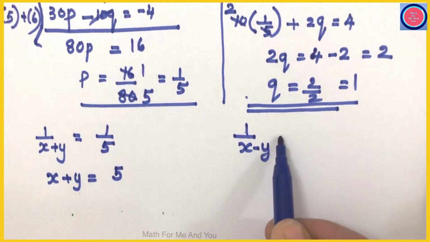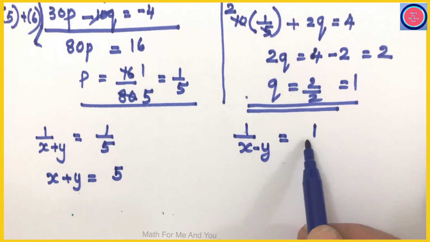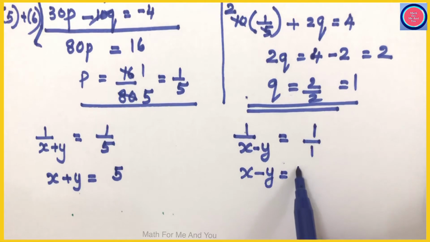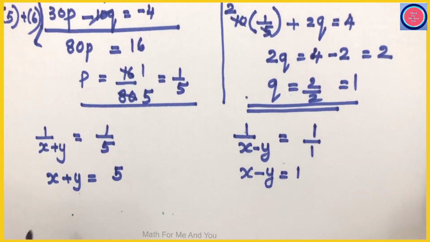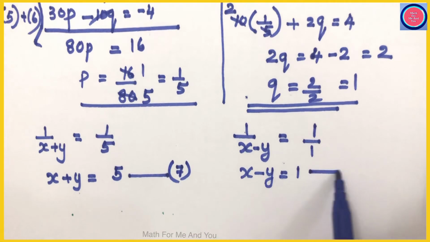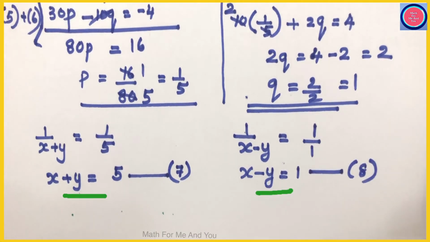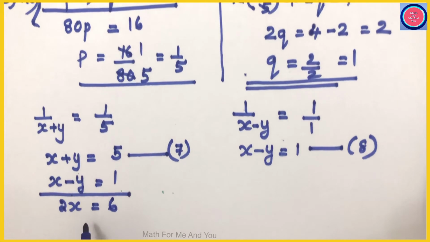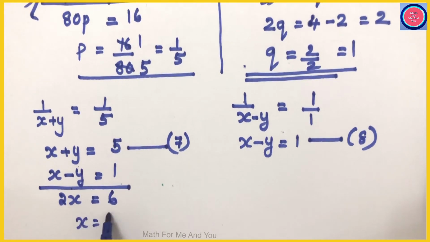Directly we cannot find the value of x and y. So we write the other variable. 1 over x minus y we have taken as q. That is, 1 over x minus y is 1 over 1. So what is x minus y? It is 1. Now together we can do elimination or substitution. I am going to add them because see the coefficient of y is 1 and minus 1. So these two equations, that is equation number 7 and 8, we can eliminate y. Just add these two equations. You get 2x equals 6. What about x? x equals 6 over 2, that is 3.